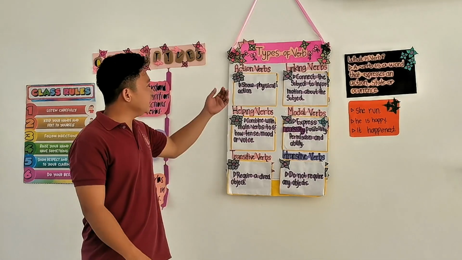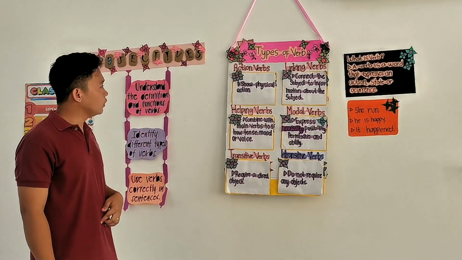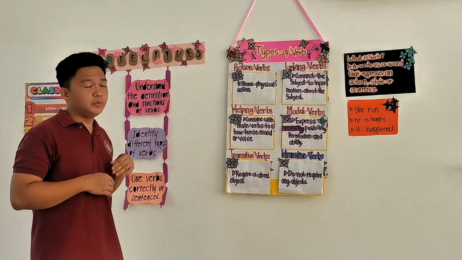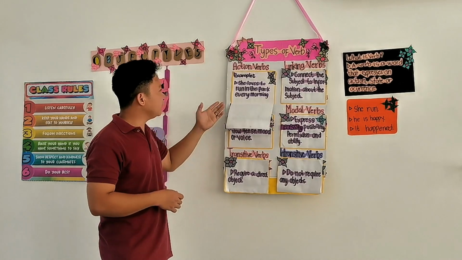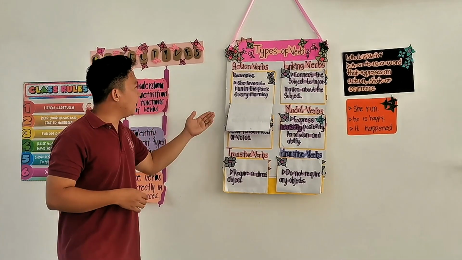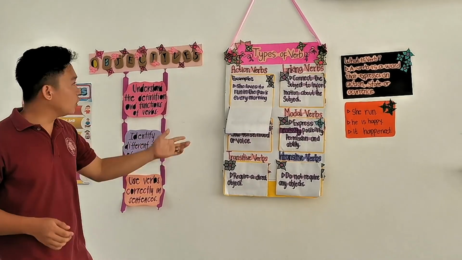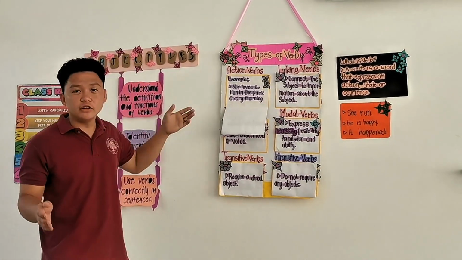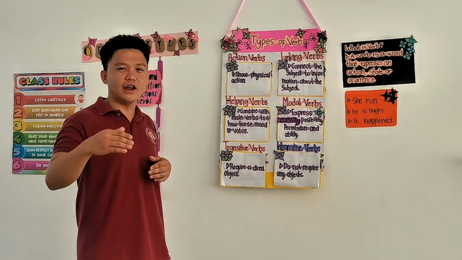And now, here are the types of verbs. First one is the action word. So, what is an action word? An action word shows physical action. So here is the example: she loved to run in the park every morning. So the action word is run and the subject is she. Okay, thank you so much for your understanding.